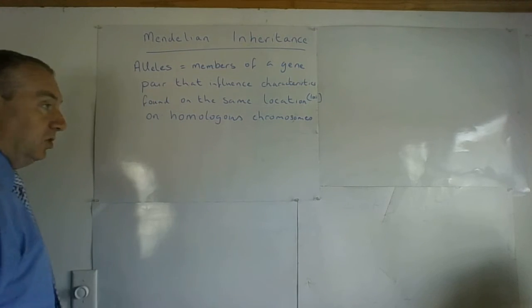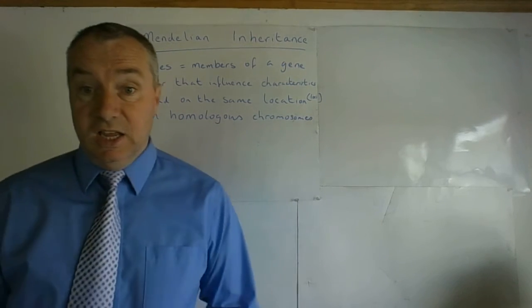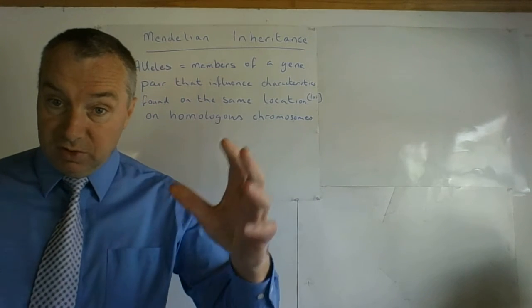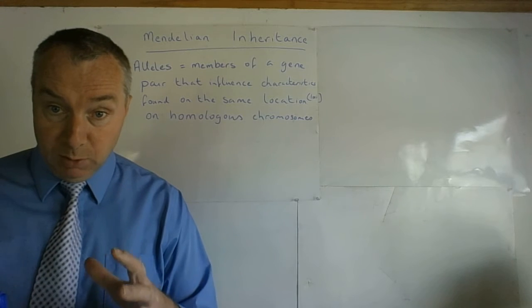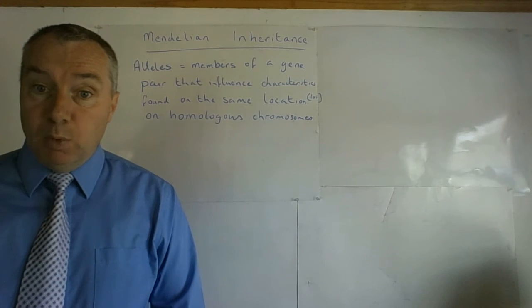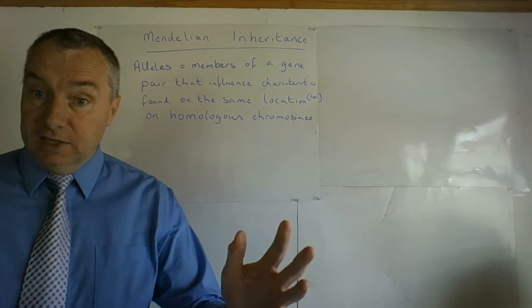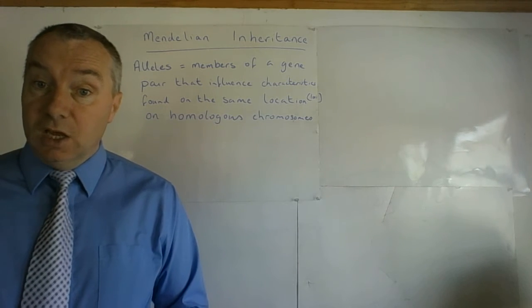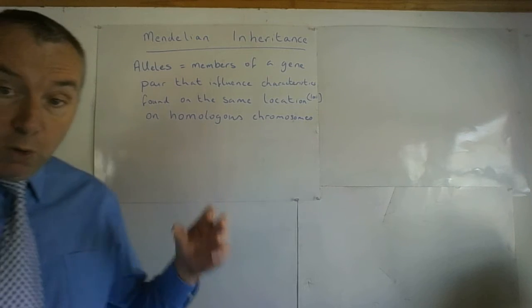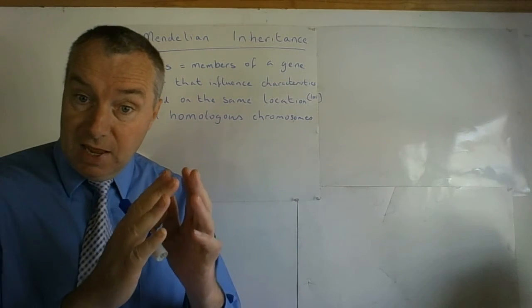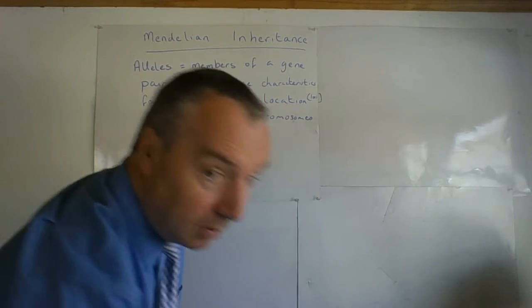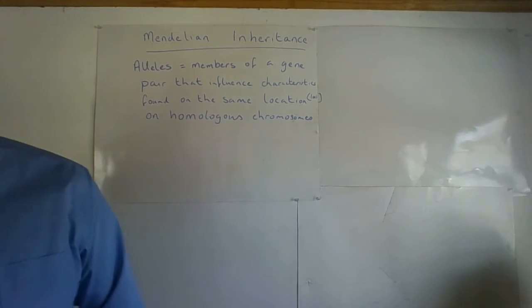And homologous chromosomes, we see that during prophase, those chromosomes start to condense out of the nucleus and become visible. And what we begin to see happen is the lining up of homologous chromosomes, so that the chromosomes that code for very similar things end up getting together. And that's what we refer to when we're talking about homologous chromosomes.